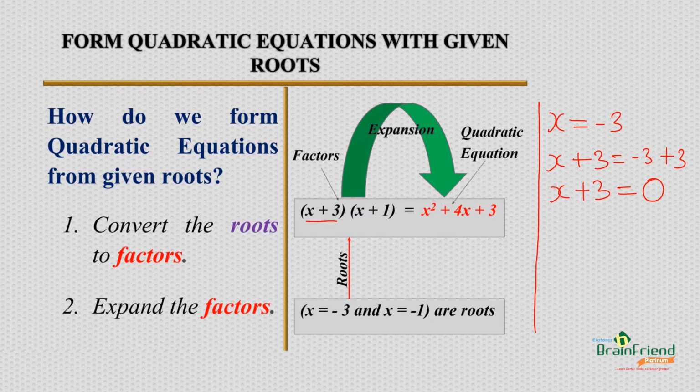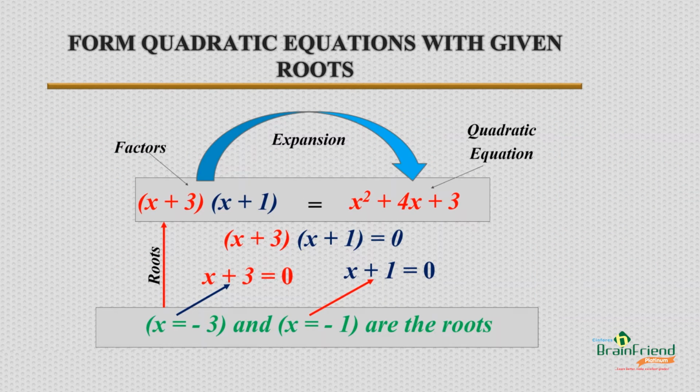If I repeat the same process, I'll get the other one to be x equal to -1. Now this will become x plus 1 is equal to 0. That's what we have here. Our step 2 is to expand the factors, and we will learn about that as we proceed.